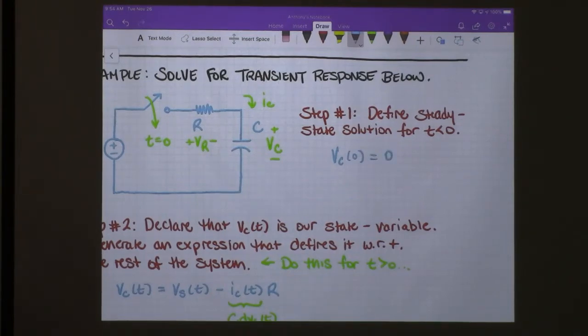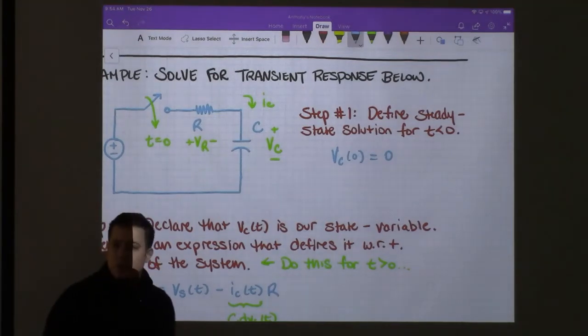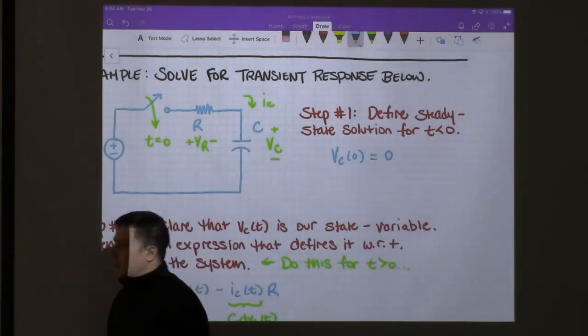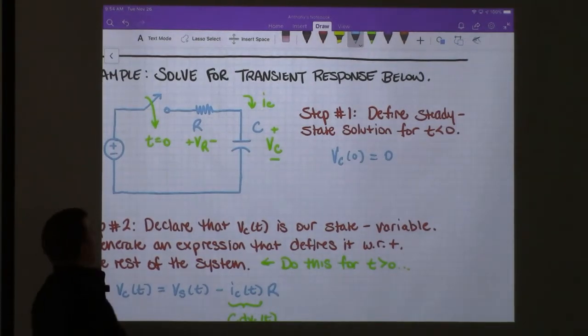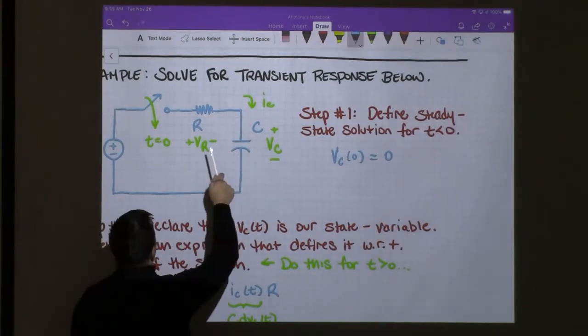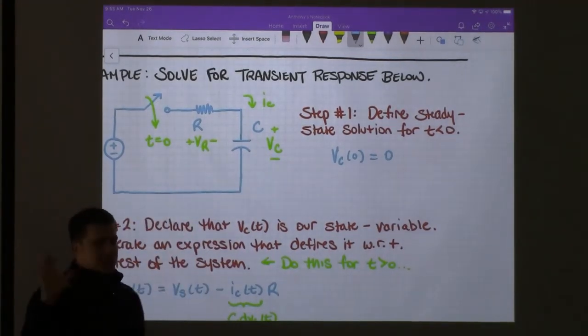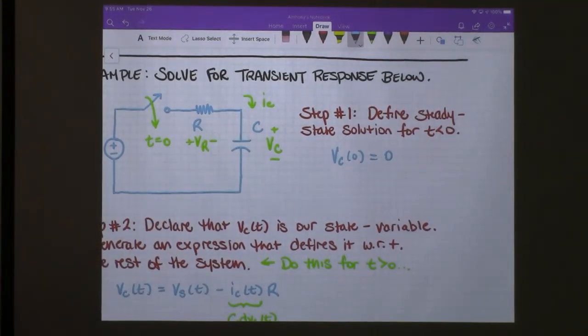Sometimes when you say things, they become obvious. When you're writing them, they are not so obvious. Okay, so the initial condition of the cap is going to be 0, right? There's no source connected to the cap before the switch is closed. So that's easy. All right.